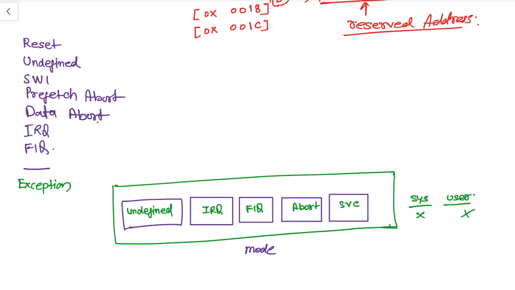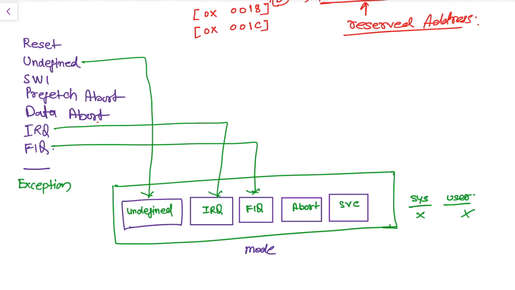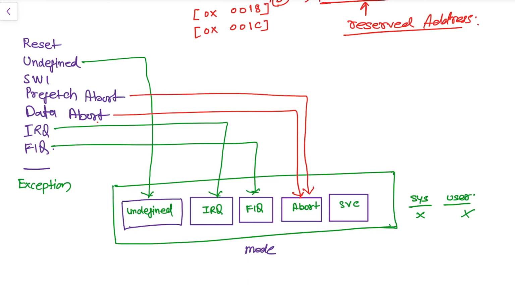Now we are going to match. If an undefined exception occurs, then it is associated with this one. If FIQ occurred, then of course it is associated with FIQ. If IRQ occurred, then it is associated with IRQ. If data abort occurs, then it is associated with abort. And if prefetch abort occurs, that is also associated with abort. And if reset and SWI occur, that is related with the SVC, the supervisory mode.